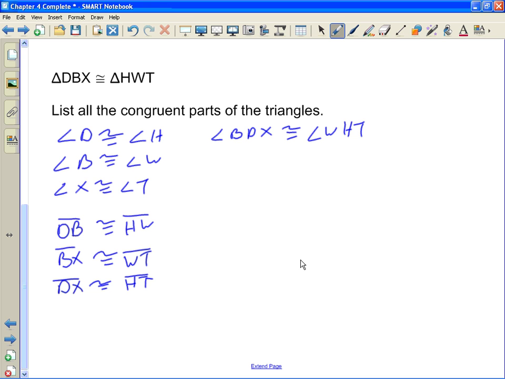Okay, so that gives us an intro to congruent triangles. And next lesson will be on shortcuts. We'll start looking at shortcuts to prove that triangles are congruent.